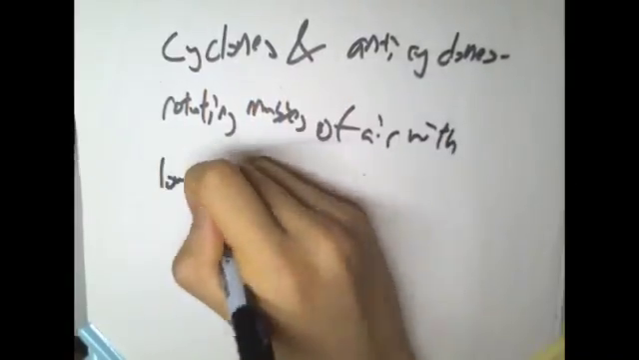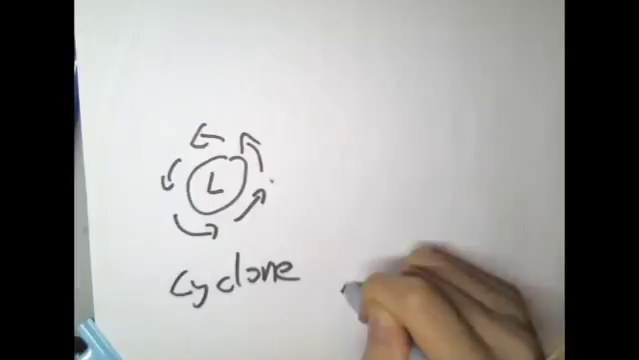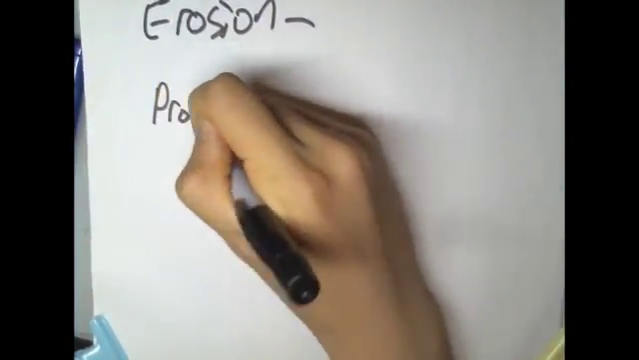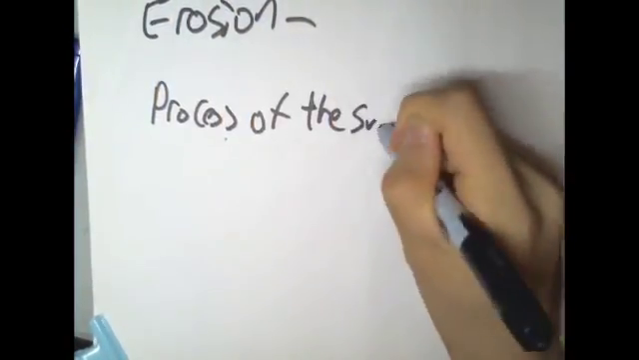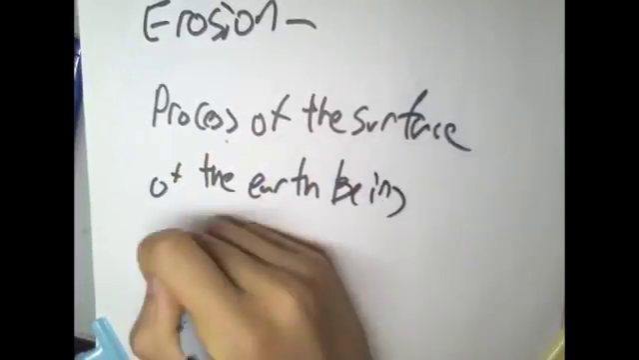These are simply rotating masses of air that have either high or low pressure centers. In the northern hemisphere, because of the Coriolis effect, a cyclone rotates counterclockwise and an anticyclone rotates clockwise. Now, let's stop talking about the atmosphere and go into the surface. First of all, what is erosion? Erosion is the process of the surface of the Earth being worn down.